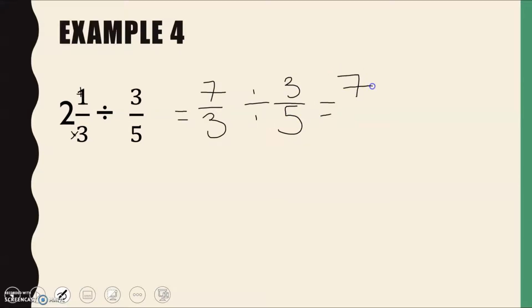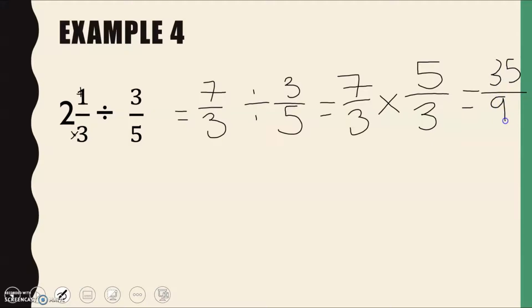So now keep my first fraction as it is, change divide to a times, flip my second fraction over, and then 7 times by 5 is 35, and 3 3s are 9.